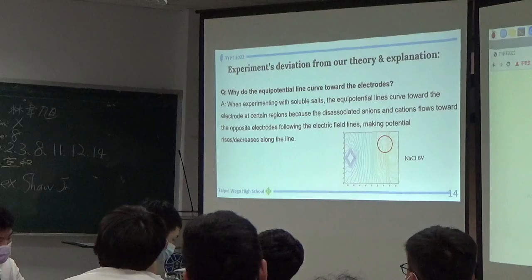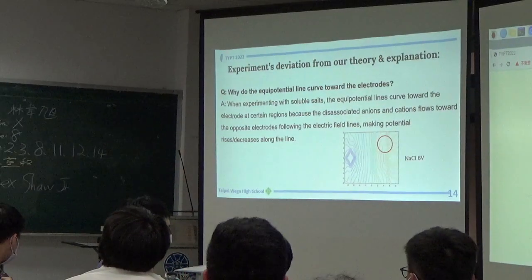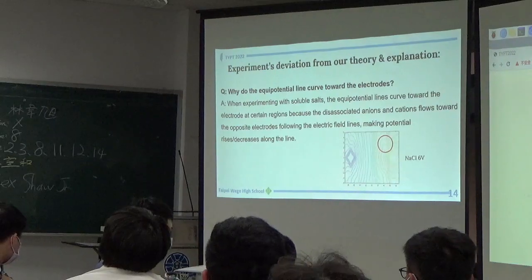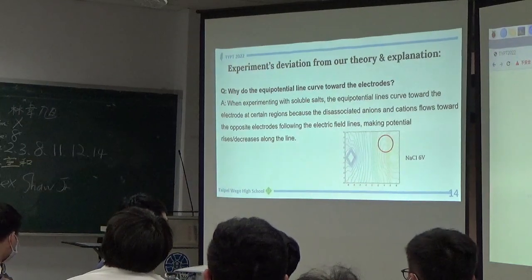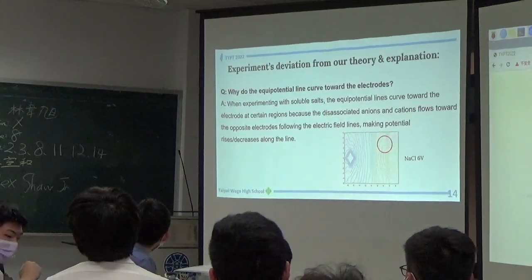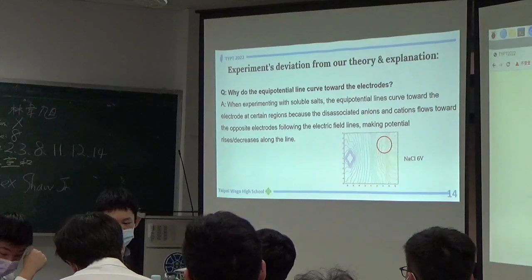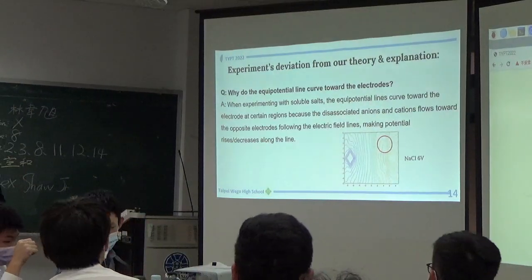So after seeing the line there, we can deduce that, in theory, it should look like this, because there are negative ions or anions traveling to the electrode. Along this path, the electric potential will be lower than what we expect. So the equal potential lines will have to curve toward the electrode. So this is the phenomenon that we observe.